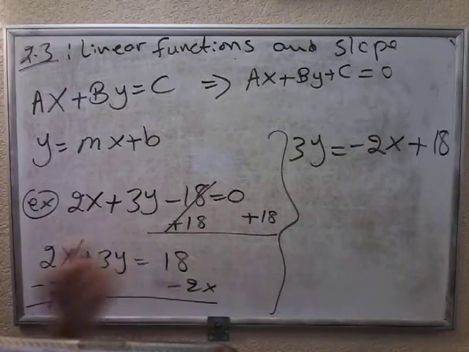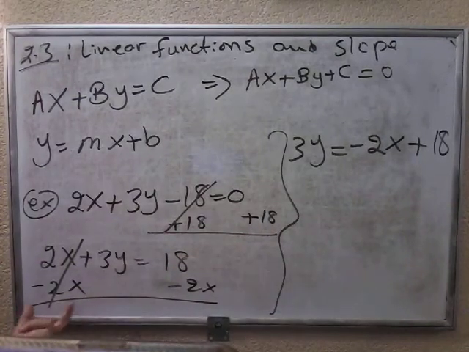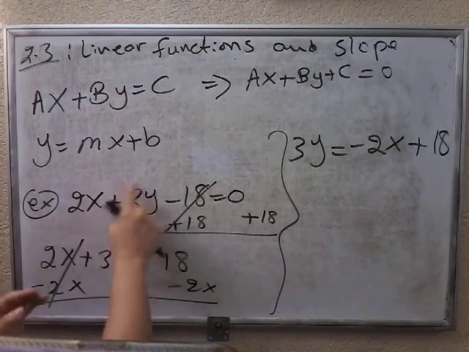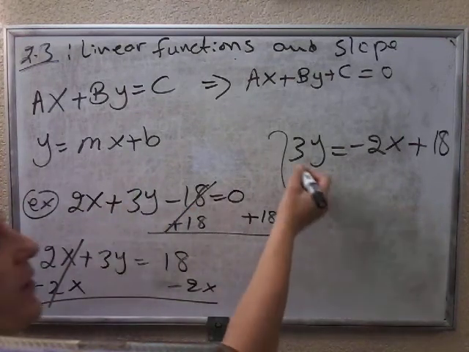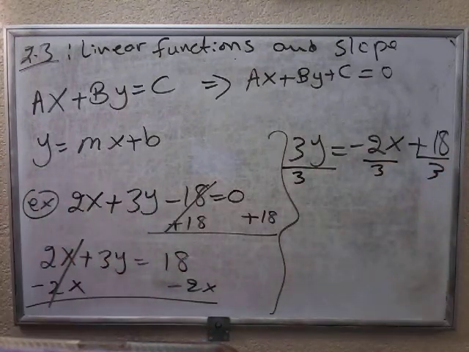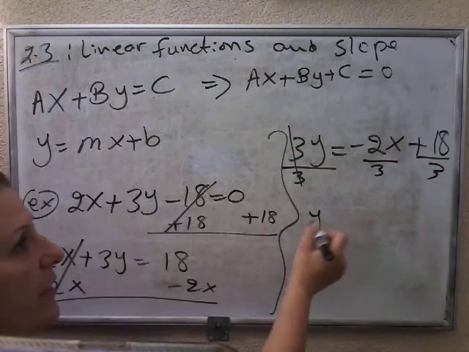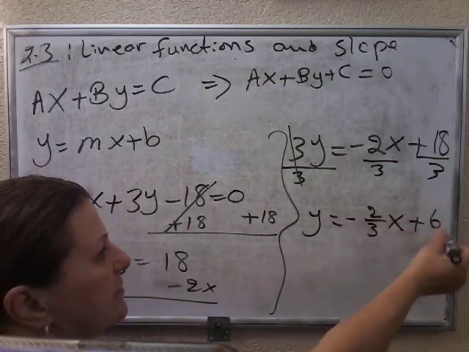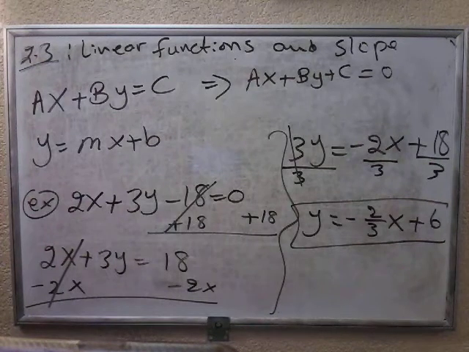So get rid of the constant first if you want, and then get rid of the x. You have to get rid of these two, so you can leave y by itself. Now I need to get rid of this 3, so I'm going to divide every single term by 3. y equal -2 over 3x plus 6.